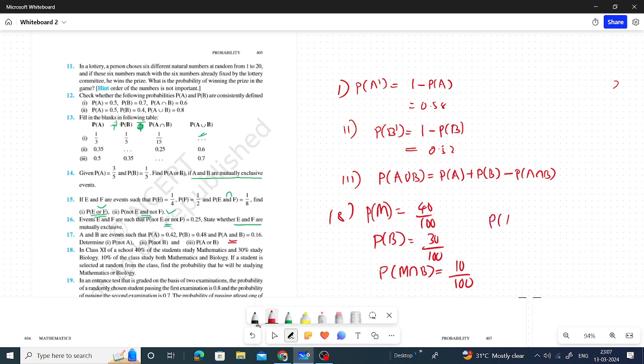That means you have to find out probability of maths union biology, maths or biology, means this one. And the formula: 40 by 100 plus 30 by 100 minus 10 by 100. 70, 60 by 100 is the answer. 60 by 100 or 0.6. Okay, so that is quite easy and very important also.